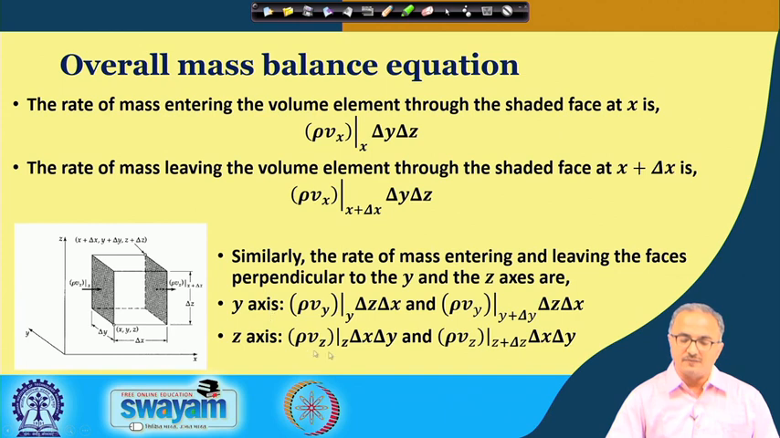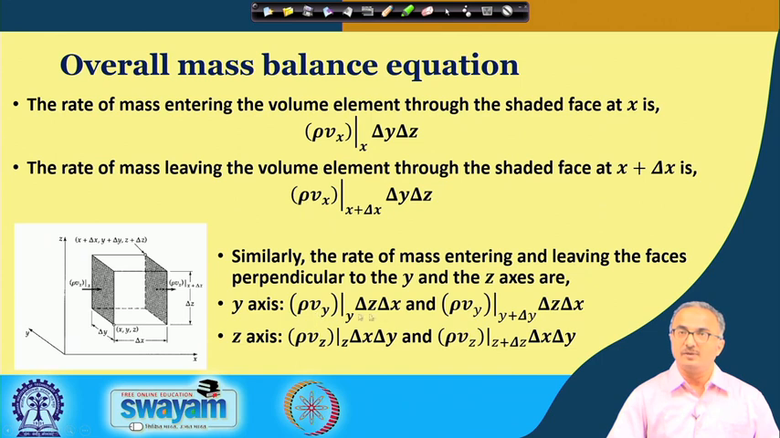Now, you see that once you write all these expressions, this rho Vx is the mass flux, okay, and when you multiply it with the area, you get the rate of mass going in. Okay. So, that is why we are always multiplying with this particular area. So, in the case of Vx, we are multiplying by delta y into delta z.